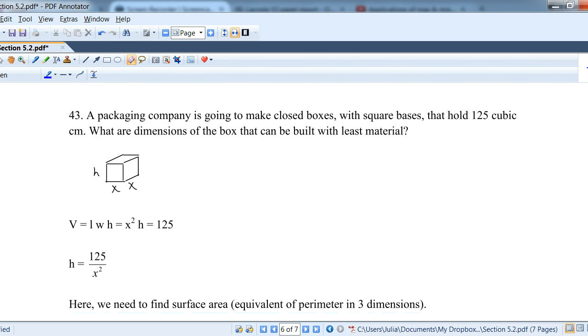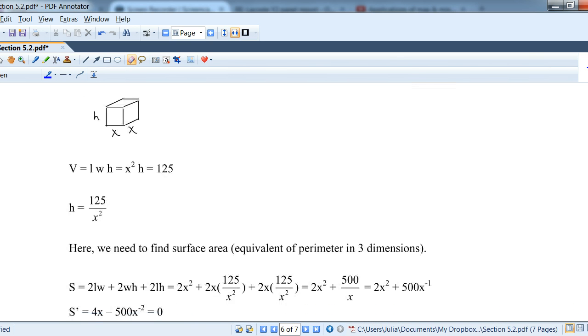Now, this is the tricky part, to set up the second equation, so pay attention to the one where you get it on the homework. I think it's the next to the last problem. But it says what dimensions of the box can be built with least material. So I'm assuming we're going outside of the box using the material, and just like the perimeter with 2 dimensions going outside of the box, the equivalent in 3 dimensions is called surface area, which you can look up, but I'll tell you the easy way to figure this out.